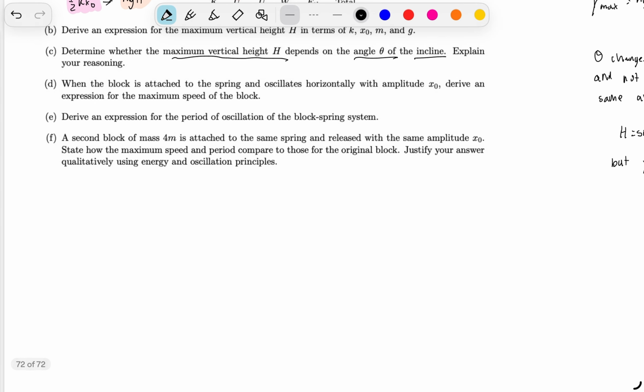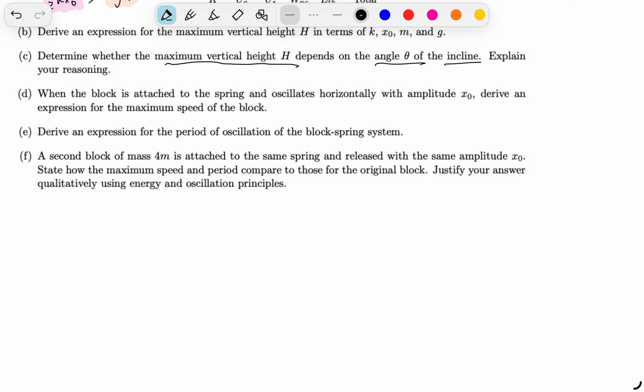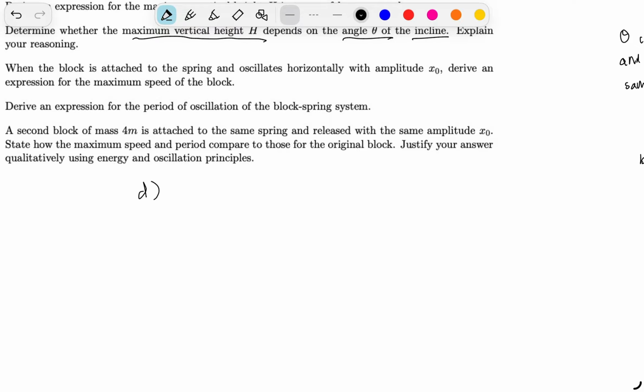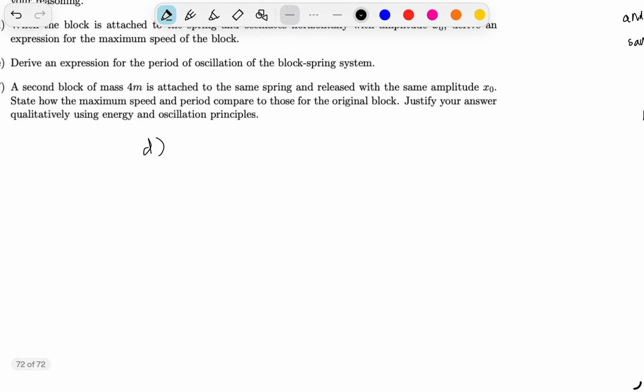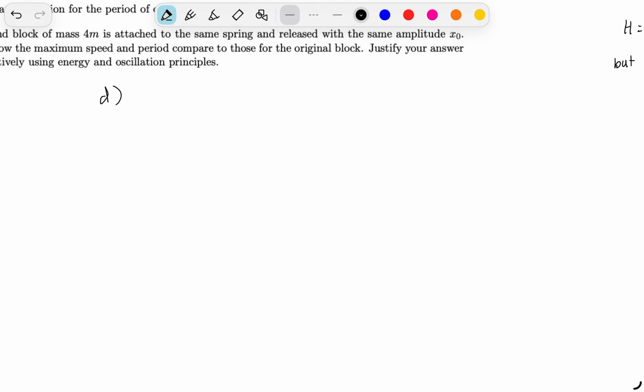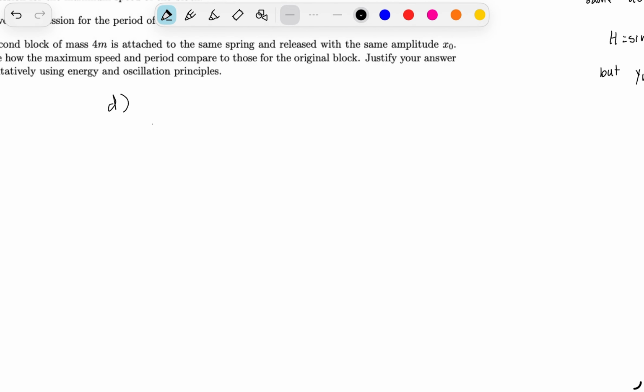Now, for part D, we're asked, when the block is attached to the spring and oscillates horizontally with an amplitude x naught, derive an expression for the maximum speed of the block. So when you're attached to the spring on a frictionless horizontal surface, we still have our energy conserved. So when you're at x naught amplitude, your kinetic energy is equal to 0.